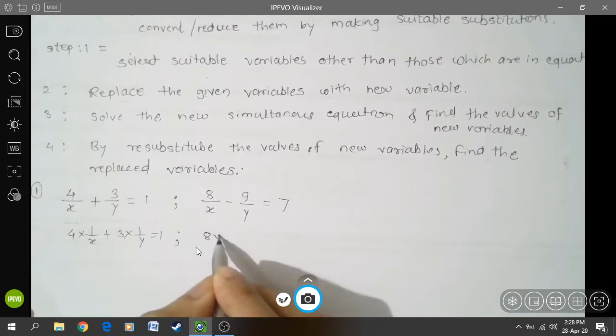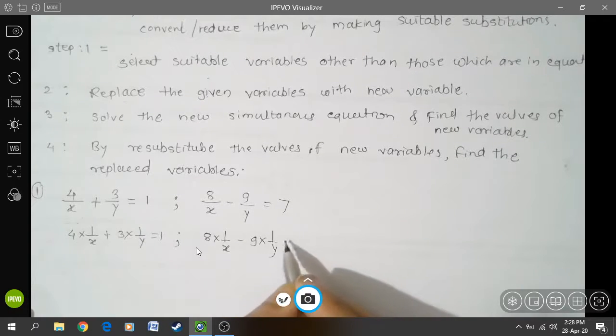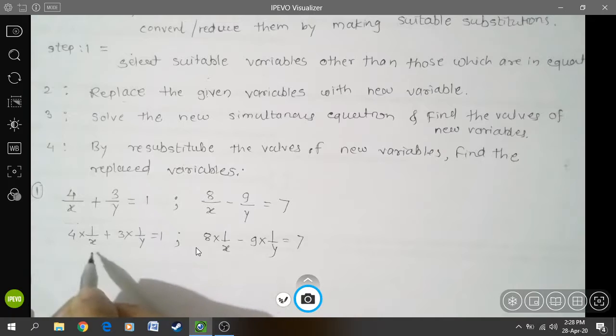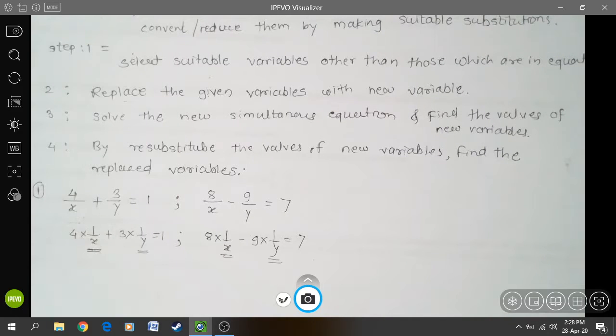Similarly, we can write this equation as 8 into 1 upon x, 9 into 1 upon y. So we can see they have this common variable format. 1 upon x is in equation number 1 and equation number 2, right? Similarly, 1 upon y is in equation number 1 and equation number 2. So we can replace them.